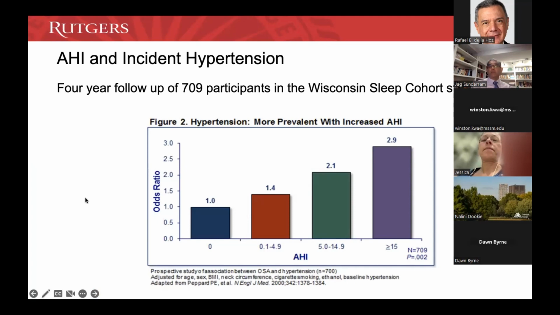What about incident hypertension? Well, this was a study looking at the Wisconsin Sleep Cohort, again looking at the AHI. And what it showed was that with an AHI greater than 15, there was almost a threefold increase in incident hypertension. So these are people who did not have hypertension to begin with and developed hypertension over the study period of about 10 years. Now Wisconsin has gone on to 24 years, and we'll look at some of that data, but this was looking initially at the 700-odd people after a short follow-up period.